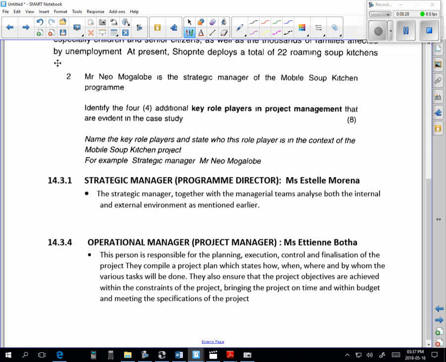And then we're looking at Mr. Neo Magaloba, a strategic manager of the Mobile Soup Kitchen program. Identify 4 additional key roles in project management that are evident in the case study. So what I've got here is I've got her as a strategic or program director. Please go and have a look at these roles. You see it comes up in every single paper. So she's a strategic manager together with the managerial team that analyze both the internal and external environment. They're mentioning that in the case study, so you know immediately he's a strategic manager.